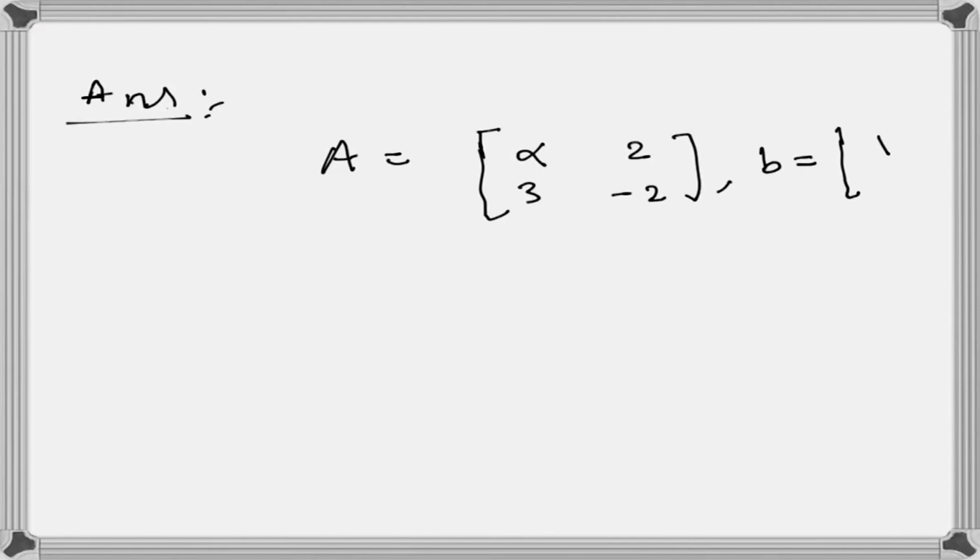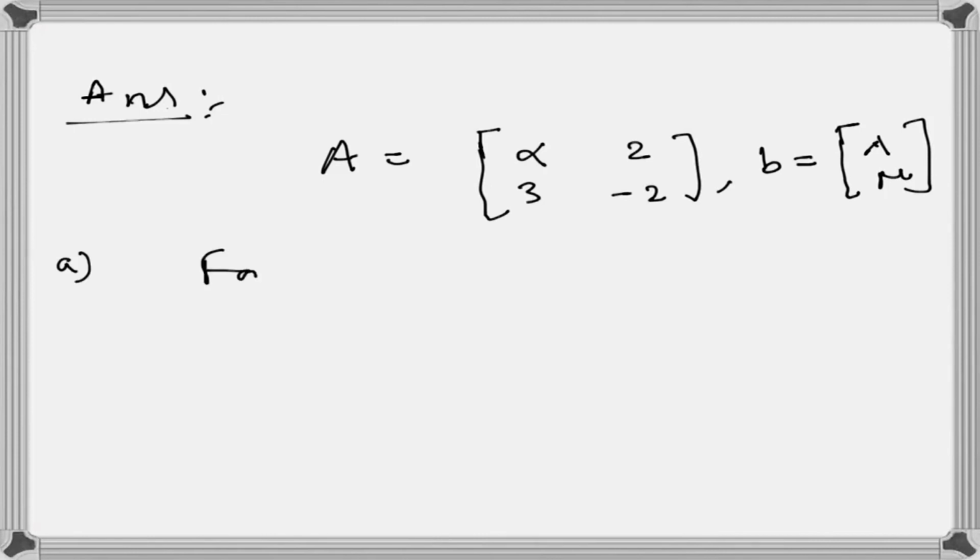Okay, so for this system of linear equations, we have this matrix A, which is given by alpha 2, 3 minus 2, B is lambda, mu. Okay, so let's solve the first part.